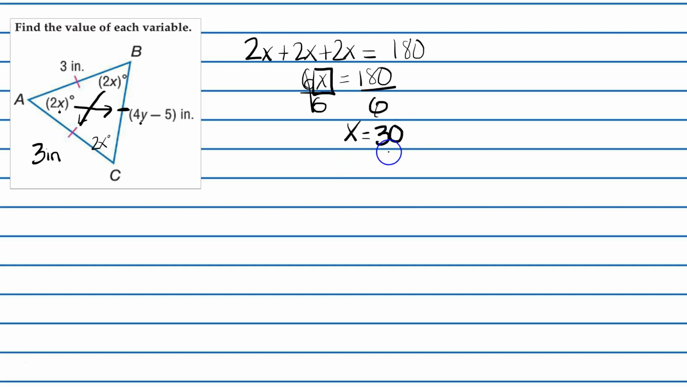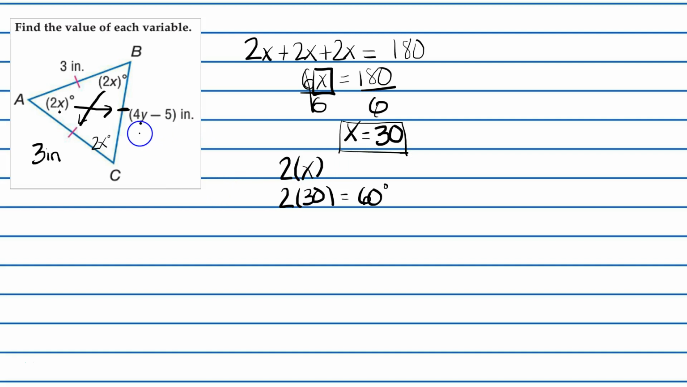And it's not degrees, because remember, if you actually wanted to find the degrees of each of these angles, we would plug it back in. You would say 2 times x, in our case 2 times 30, is equal to 60. So each of those angles is 60 degrees, but in our case, they're just asking us to find the variable. So x is equal to 30.